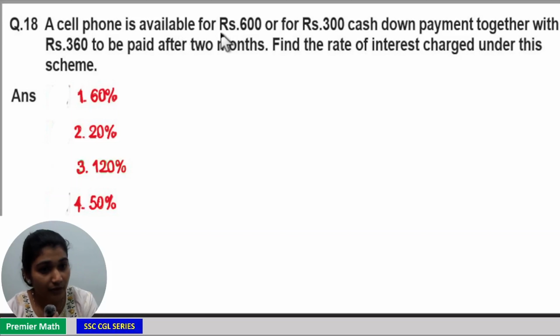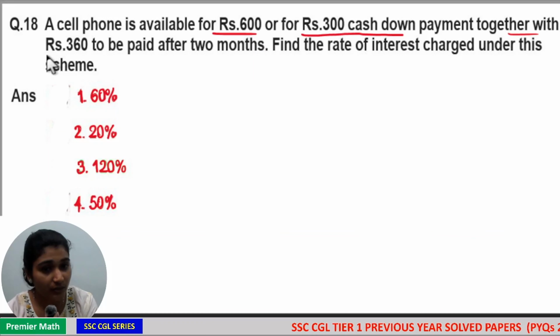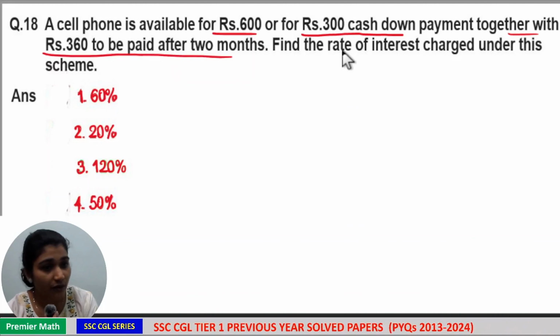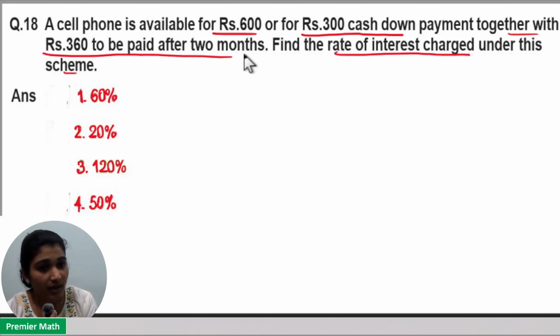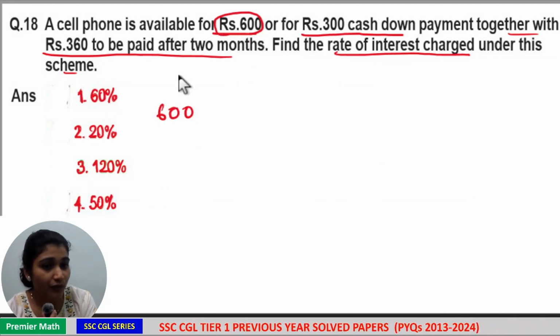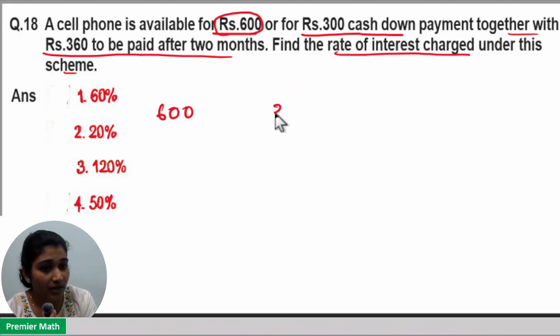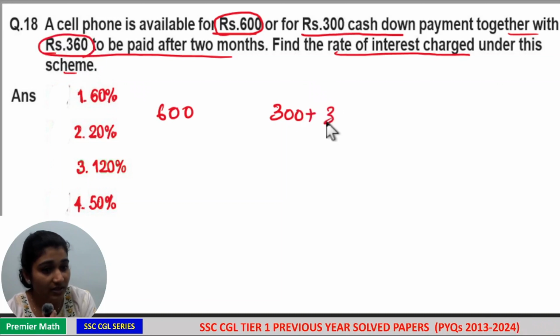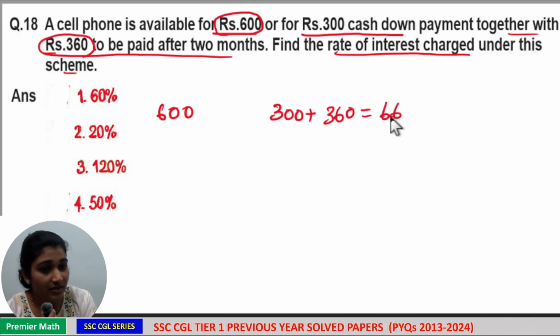A cell phone is available for rupees 600 or for rupees 300 cash down payment together with rupees 360 to be paid after 2 months. Find the rate of interest charged under the scheme. Either you will get the mobile phone for 600 rupees if you pay full amount, or you will get this mobile phone for installment. First you have to pay 300 rupees down payment, that is initial payment, then the remaining rupees you can pay after 2 months. Then after 2 months you have to pay 360 rupees, means total you are paying 660 rupees.